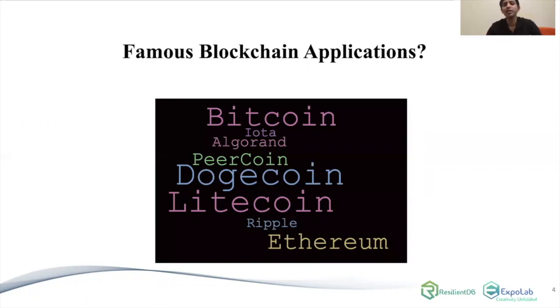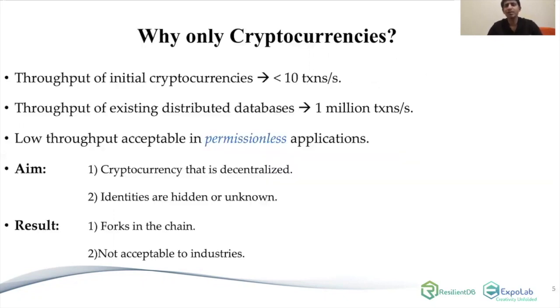If I ask you today to name some of the famous blockchain applications, you'll tell me Bitcoin, Ethereum, Algorand, and so on. Interestingly, most of these known blockchain applications are cryptocurrencies. Why is that the case? Well, the throughput of initial cryptocurrencies or blockchain applications was very low, around 10 transactions per second, while the throughput of existing distributed databases is very high, which is 1 million transactions per second.